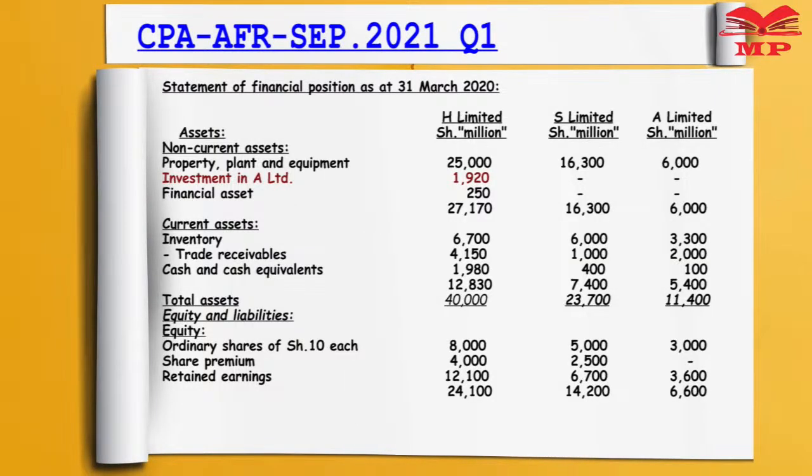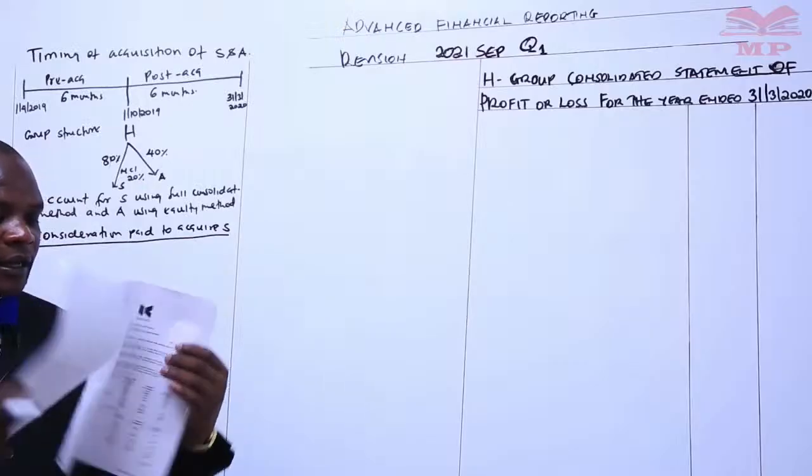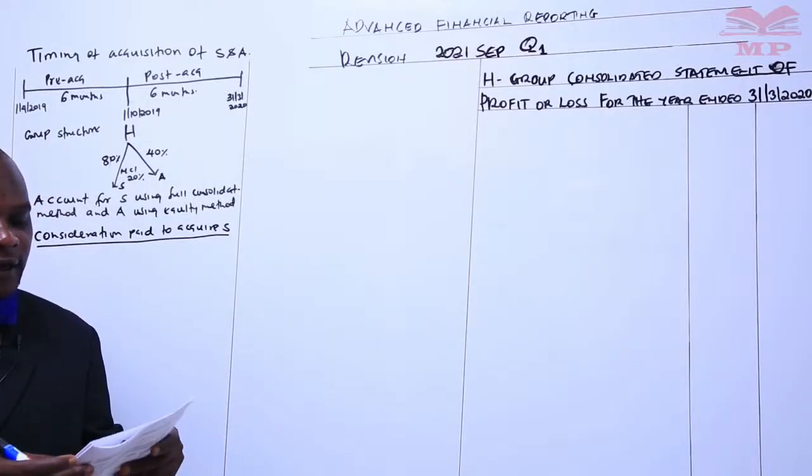For A has been provided. If you look at balance sheet, there is investment in A and it is under H. That is what H paid to acquire A. And you can also prove it. You're told that on the same date, H acquired 40% of the ordinary shares in A, paying 16 per share. So 40% of the ordinary shares of A. How many shares do we have for A? That is 3 million.